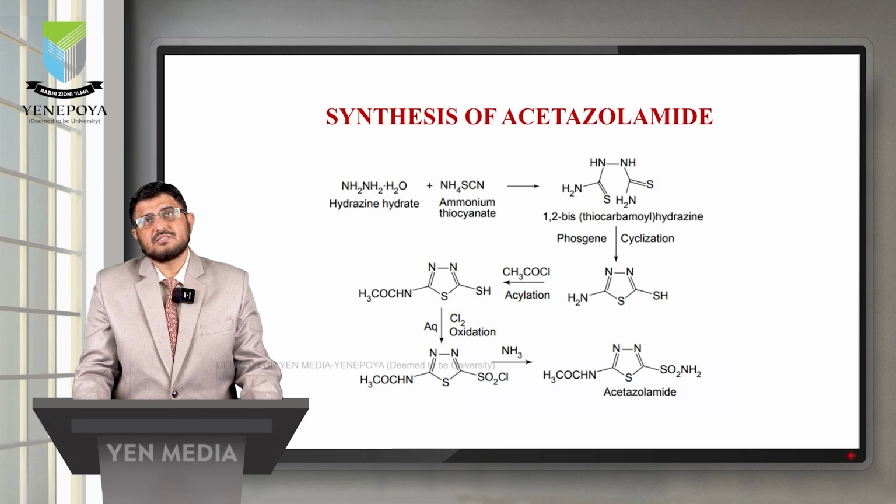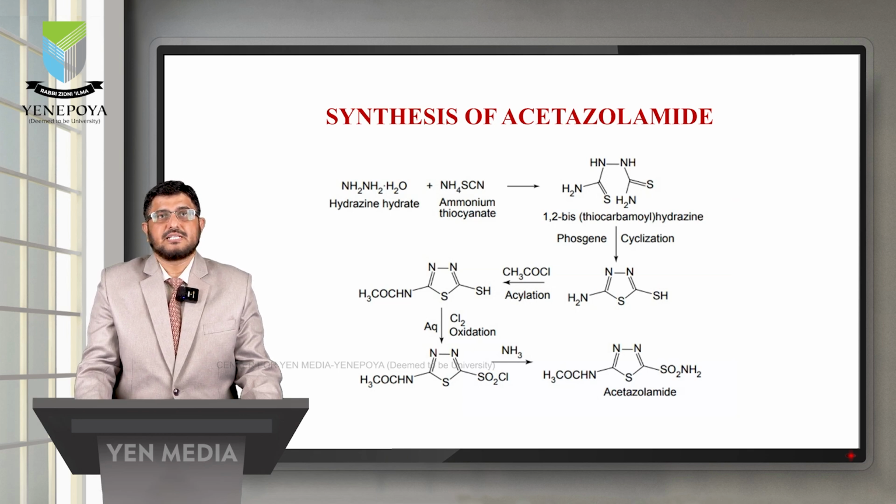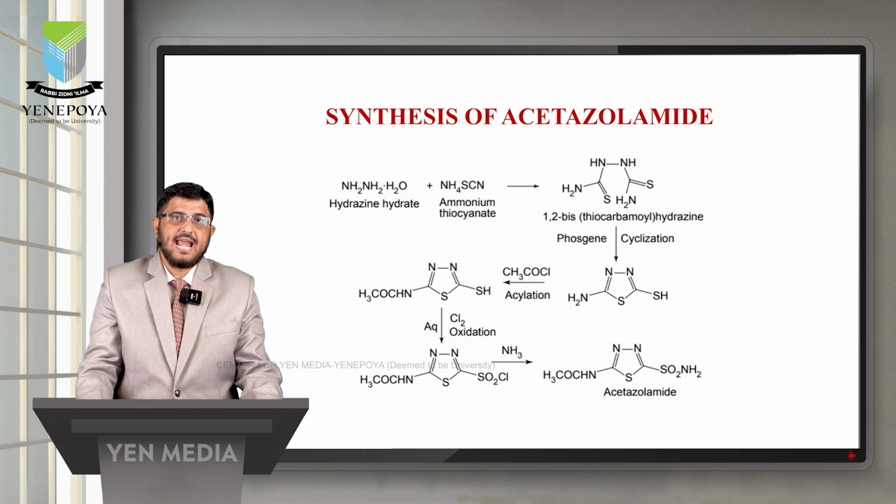Coming to the synthesis of acetazolamide, it can be synthesized by using the precursor molecule hydrazine hydrate and ammonium thiocyanate, to give us the 1,2-bis thiocarbamyl hydrazine. This intermediate product reacts with phosgene and undergoes a cyclization reaction to form the intermediate product. After that it undergoes acylation, where an acetyl group is added.